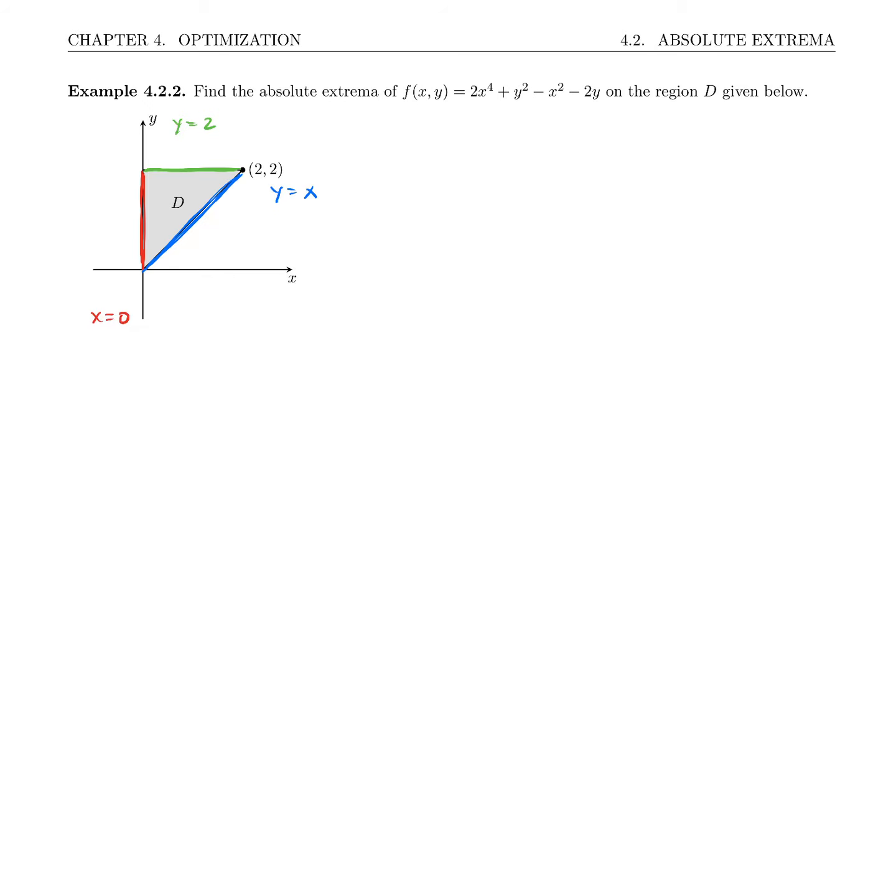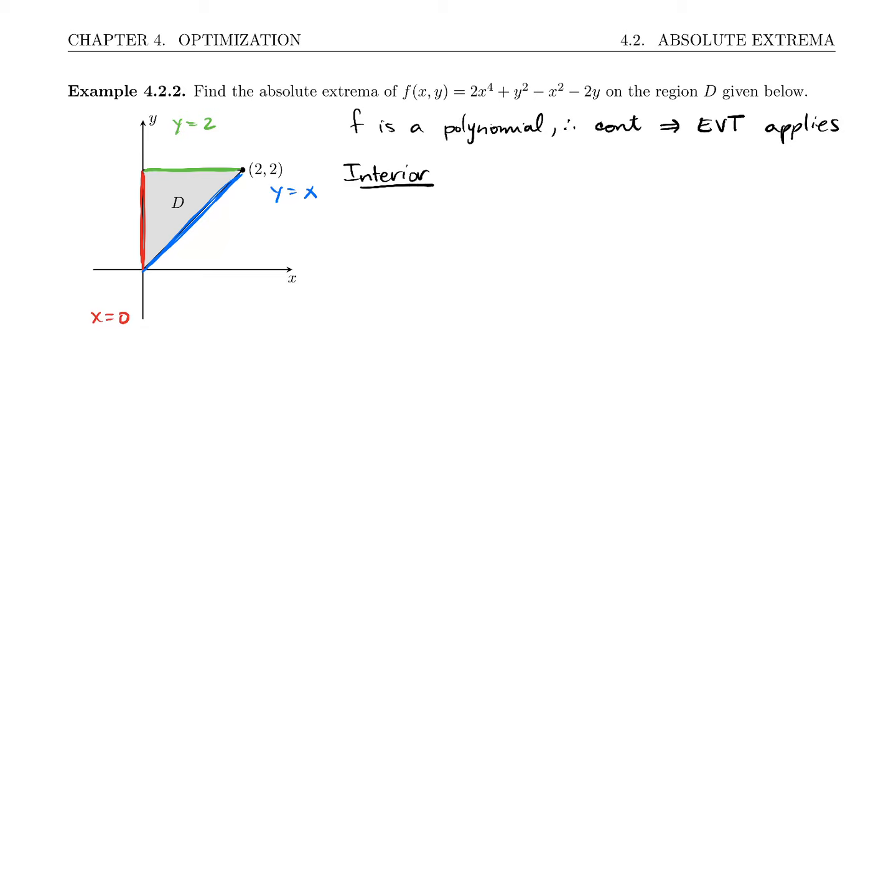Now, if we take a look at our function, f is a polynomial. Polynomials are continuous. And since f is continuous, the extreme value theorem applies. So we know that there is, in fact, an absolute minimum and an absolute maximum to be found on this closed, bounded region. We need to start by finding some critical points. So let's look in the interior.